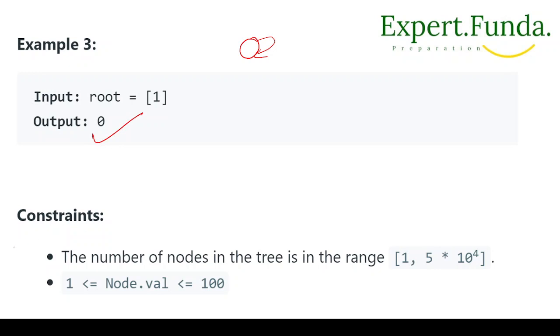Coming back to the constraints: the number of nodes in the tree is in the range between 1 and 5 times 10 to the power 4. Node value should be greater than or equal to 1, and less than or equal to 100.